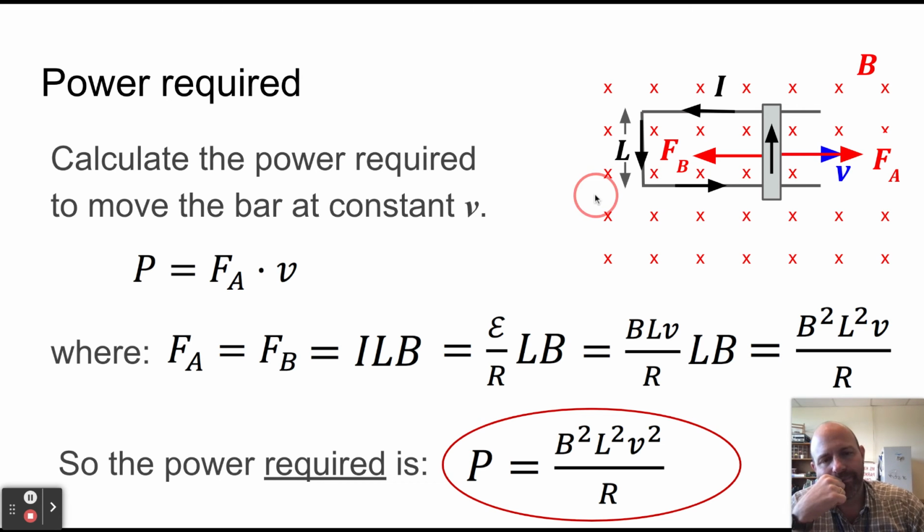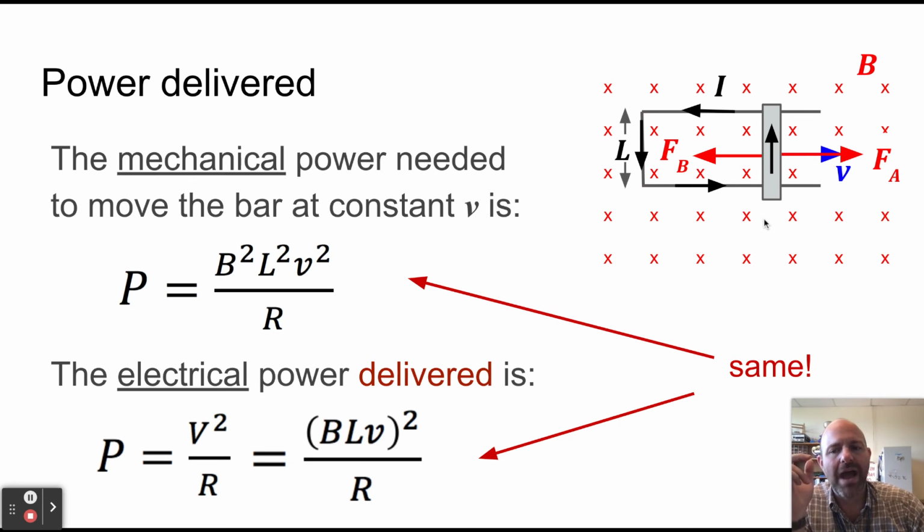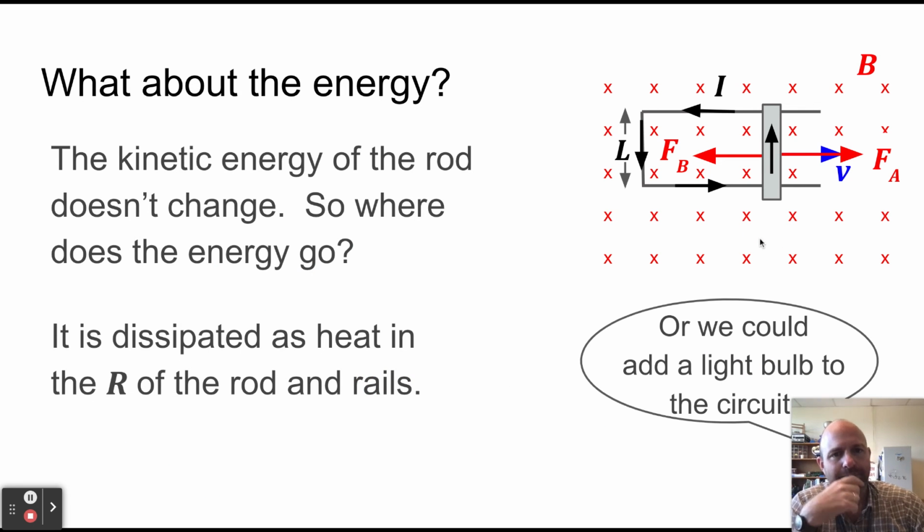Okay. That's not necessarily very intuitive. However, if you think about electric power, which is I times V, or V squared over R in this case, the EMF is BLV, square that, divided by R, the resistance. And that is the exact same thing. So whether you go about this in terms of mechanical power based on the motional EMF and this damping force, or you think about it in terms of electrical power, you get the same result, which you should. So that's good. What about energy?